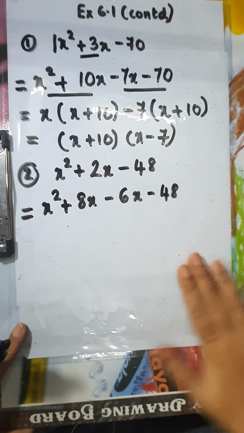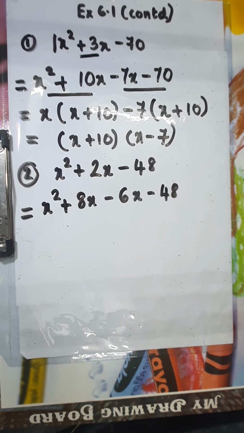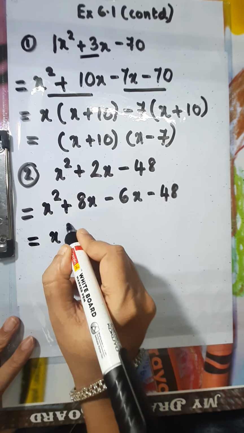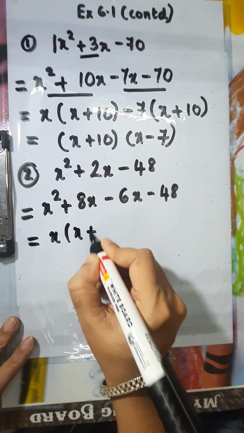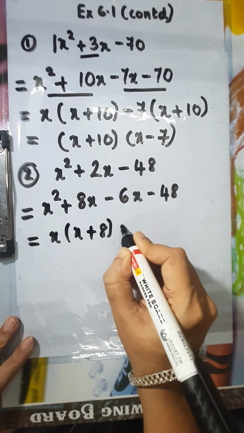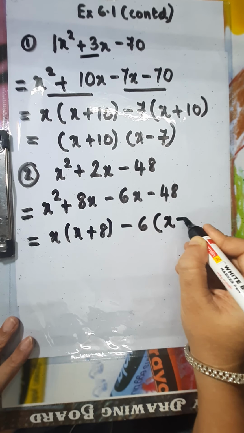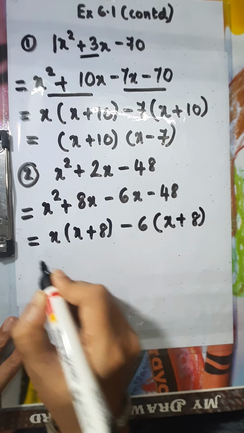Minus 48. Now, what can I remove common? I can remove x common. What is left behind? X plus 8. I will remove minus 6 common. This will become x, and this minus will become plus. So, it will become x plus 8.